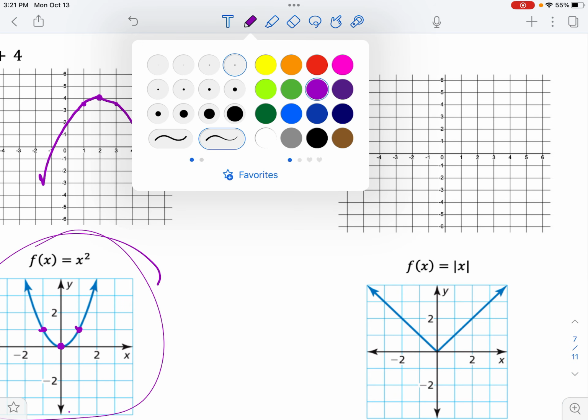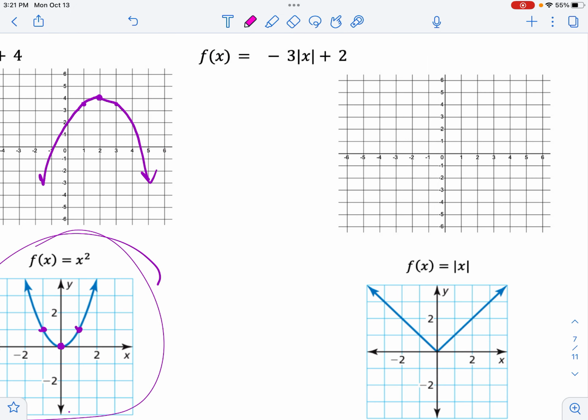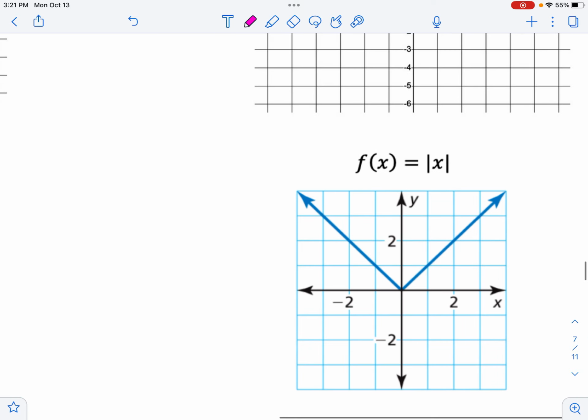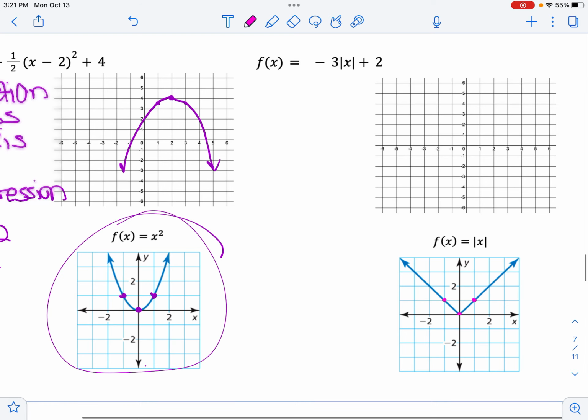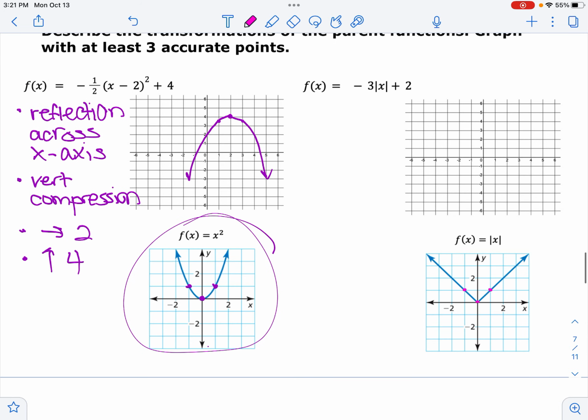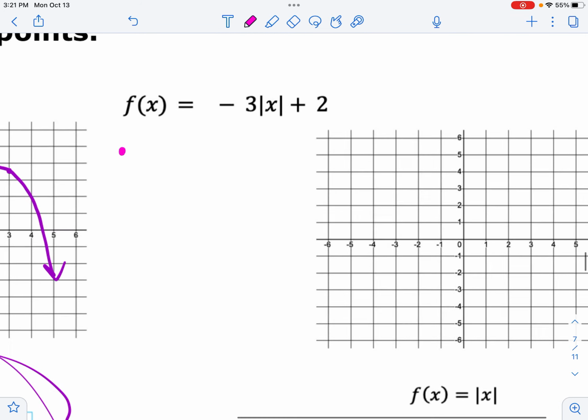Okay, let's see. So absolute value looks like this. It's a V. Important points to note. I like to just kind of do these ones right here. And then we're going to use that as sort of our guide. This one, negative again, so reflection.